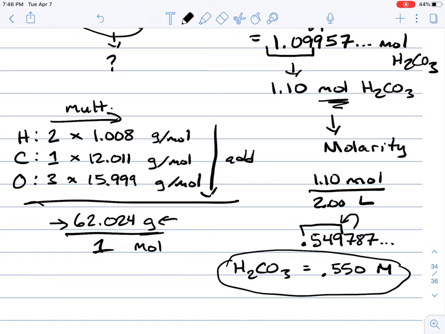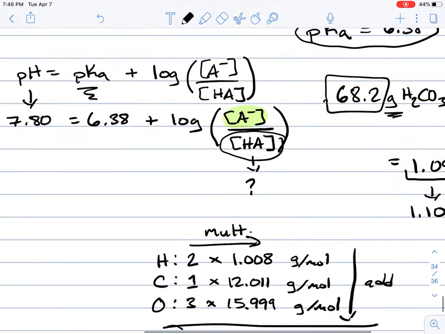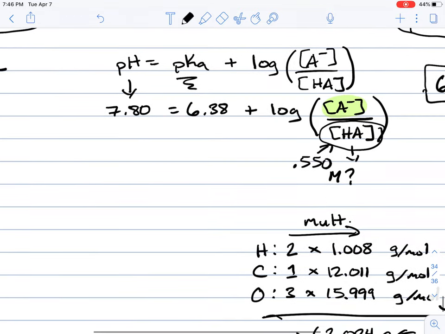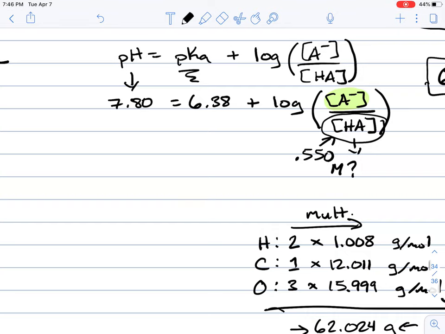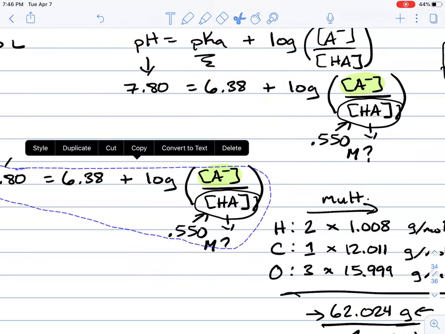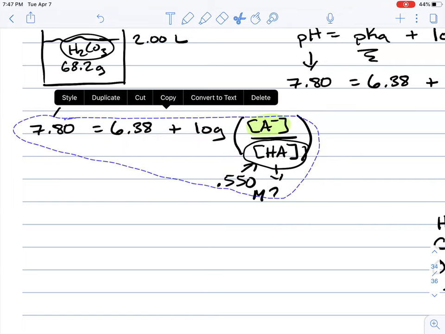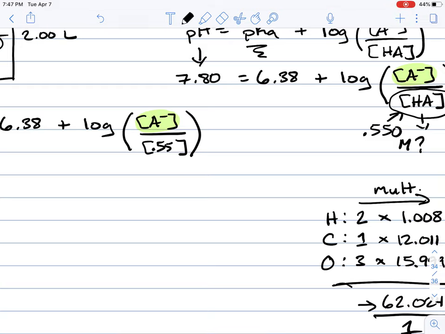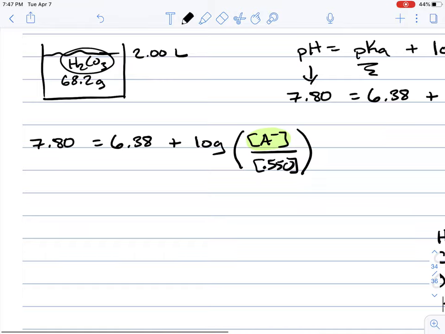Okay. And so this is kind of like a throwback to the first semester of general chemistry. And so now that I've figured out that my molar concentration is 0.550 molar, I have all of the components that I need to figure out the concentration of my conjugate base. And so I'm going to go ahead and just copy this over here, so that way I'm not running into my previous work. And I'm going to go ahead and substitute my carbonic acid, which is my weak acid, 0.550.